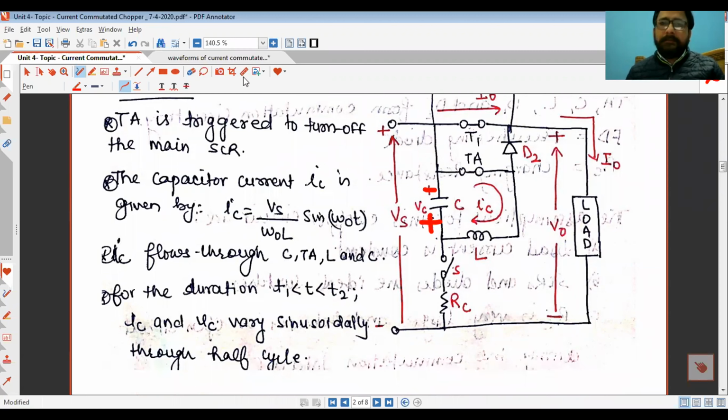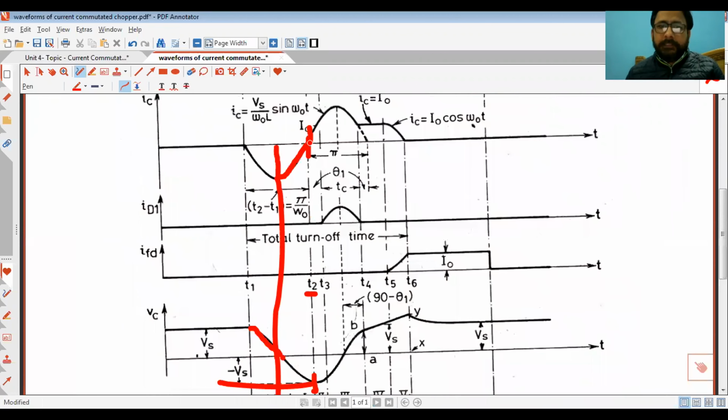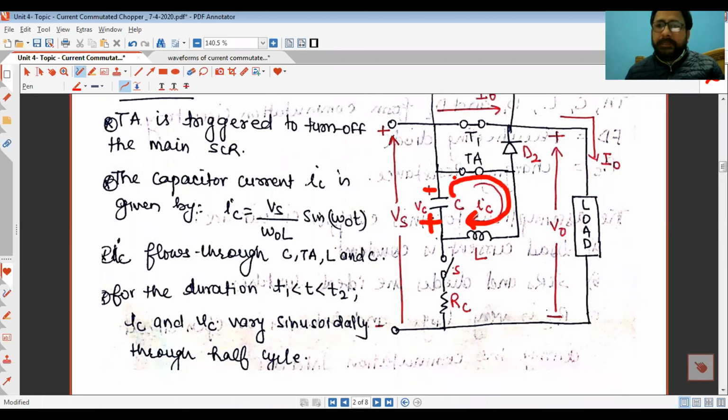Why will TA turn off? Because the current which was flowing through TA from the capacitor became 0 at T2. Now when it becomes 0, this current which was flowing through TA was its anode current, and naturally the anode current has become 0. Now when the anode current becomes 0 for an SCR, that particular SCR will turn off.